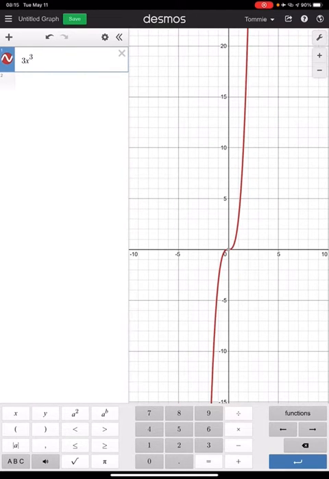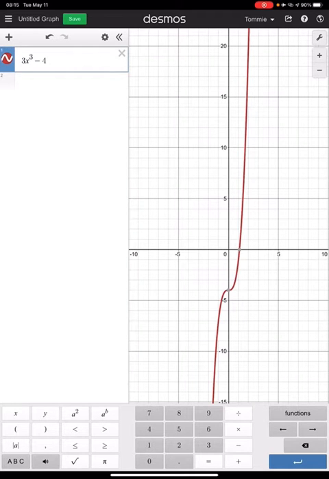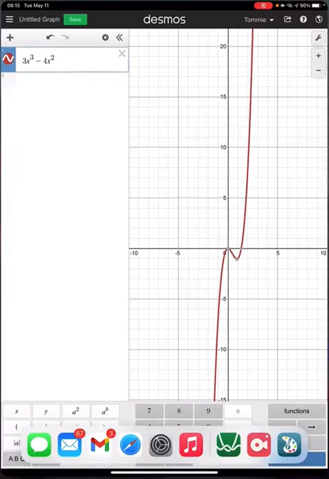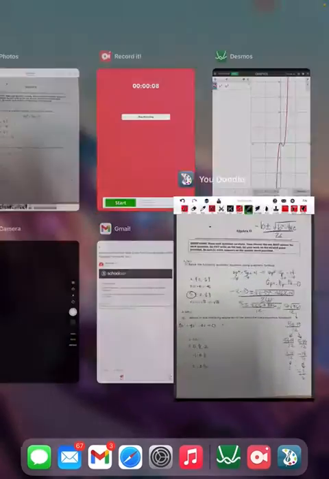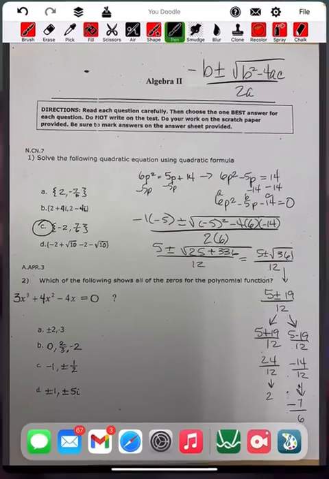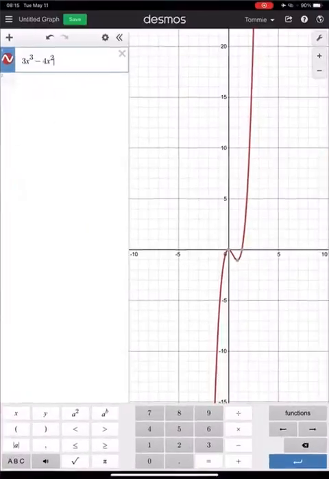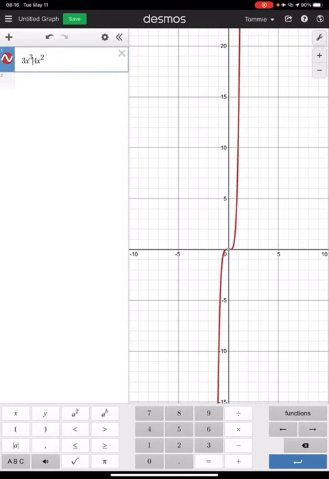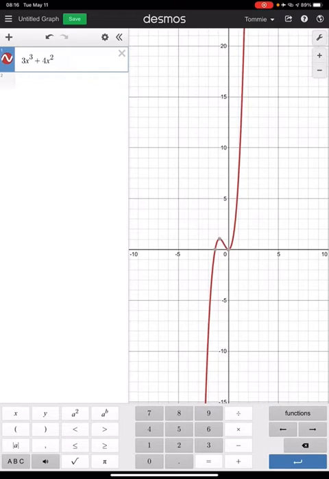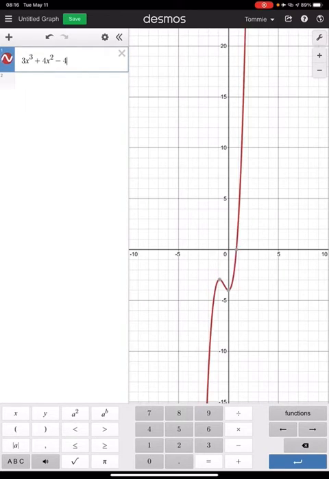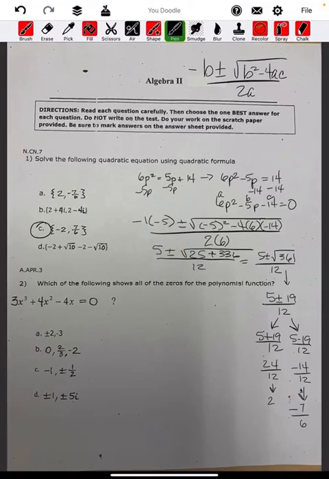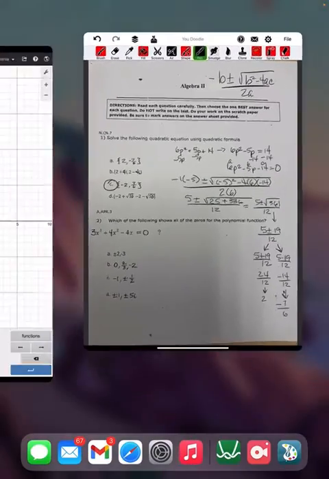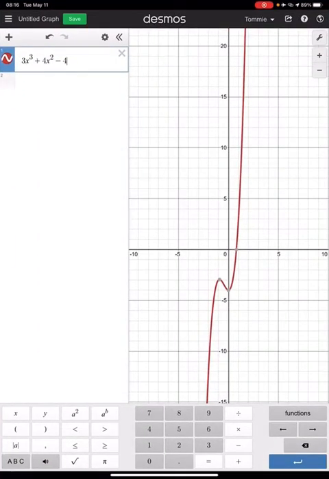minus 4x to the second, sorry, plus 4x to the second. Let's change this to a plus. Then minus 4x. Sorry about that. So it should be 4x.